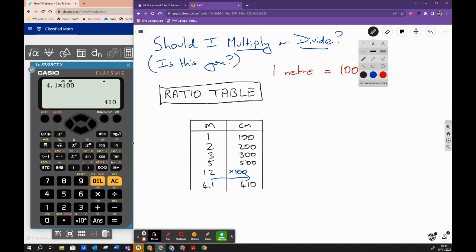So far, so good. But what about if we're asked how many metres a value in centimetres is given? So we're now not going this way across the table. We're having to convert the other way across the table. Well, that's where I want you to think about inverse operations.